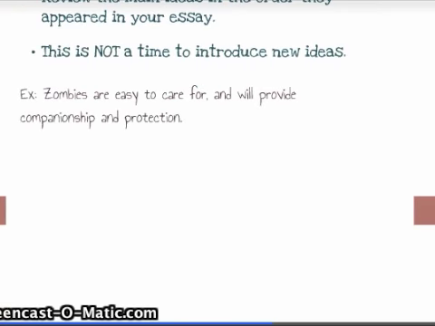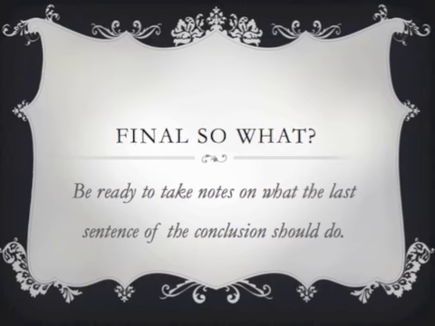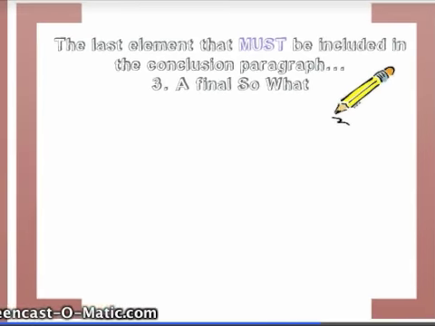If I were to sum up the main points in my essay, I might say zombies are easy to care for, and will provide companionship and protection. Or I could say it this way, zombies are incredibly easy to care for. They are also useful as companions and for protection. Either of those ways would review the topics of each of my body paragraphs.